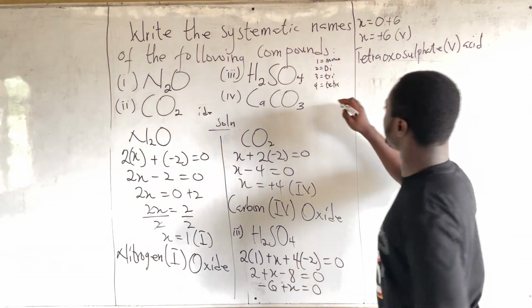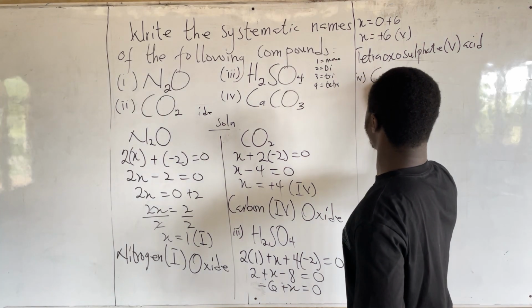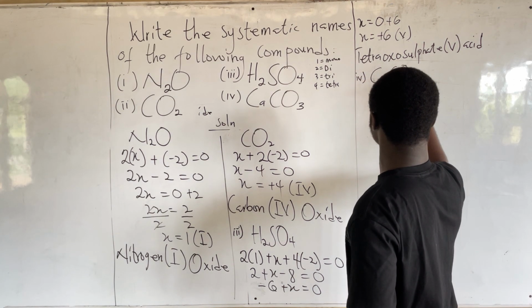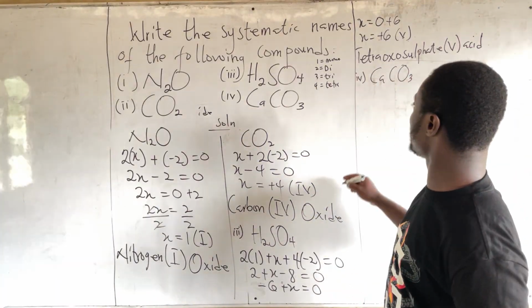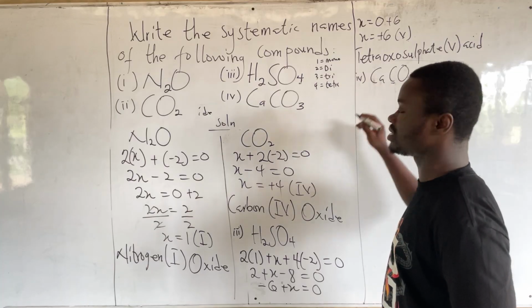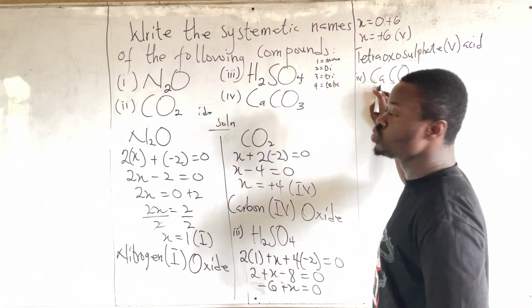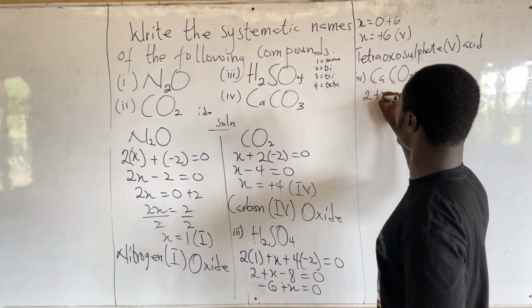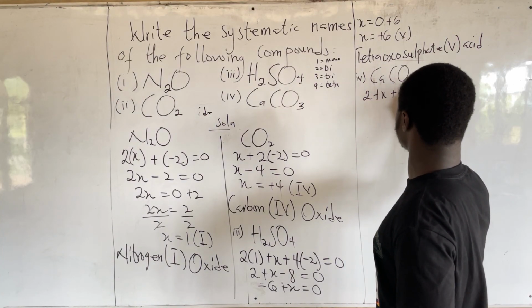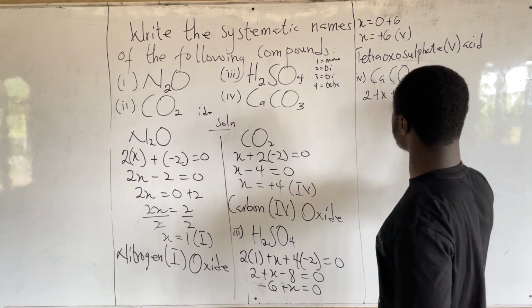So the last one, that is calcium carbonate. So the old name is calcium carbonate. What about the systematic name? So let's find the oxidation number of the middle element. So we are going to say calcium, the charge is plus 2. So we are going to get 2 plus carbon, we are going to represent it with x, plus oxygen. So we have 3 here, we multiply by the charge, negative 2, and we equate it to 0.